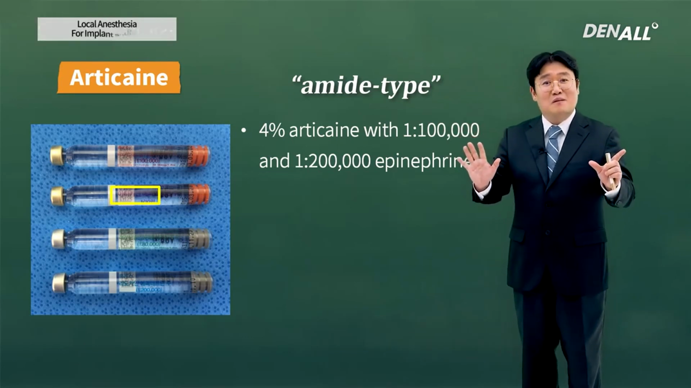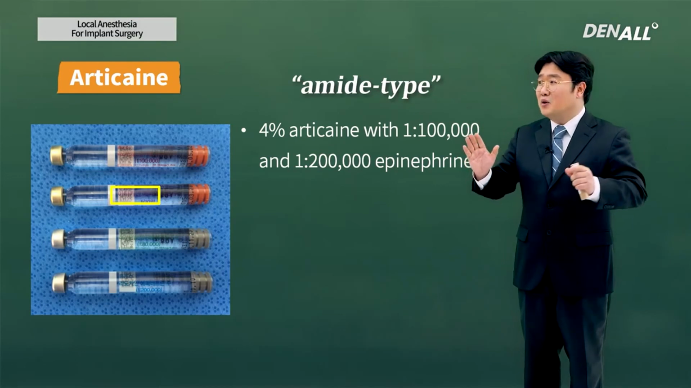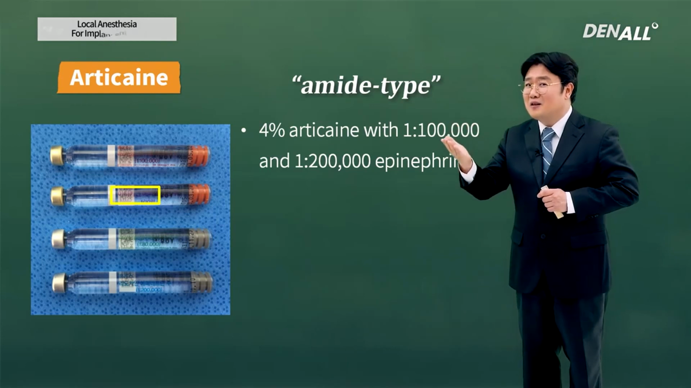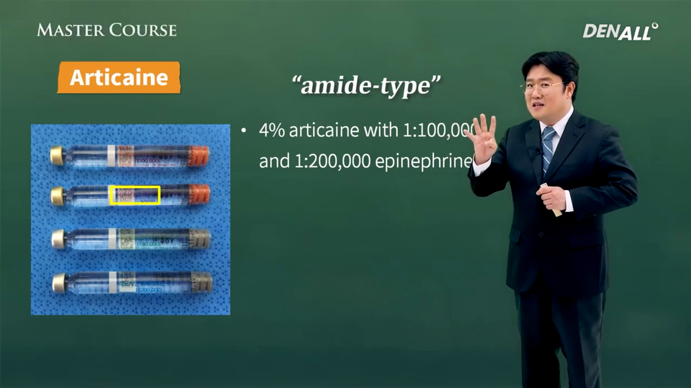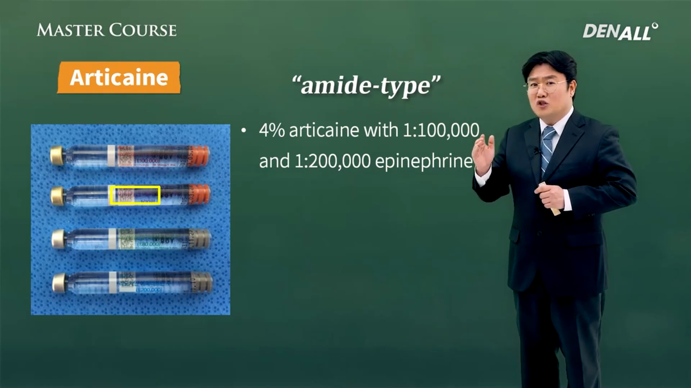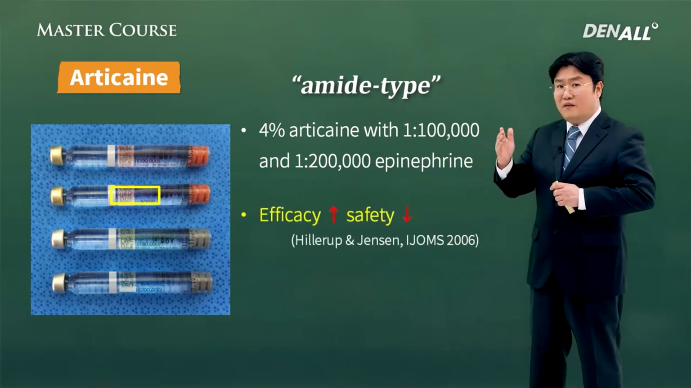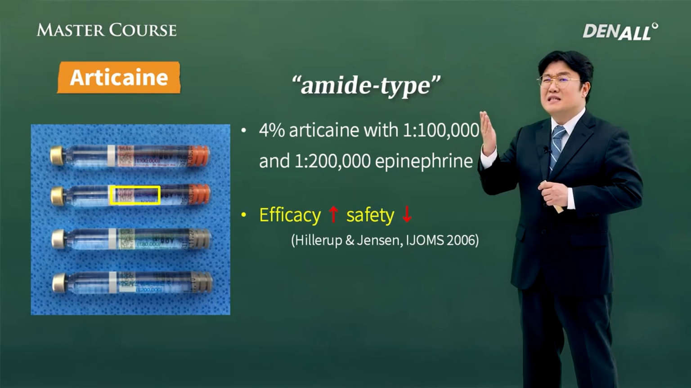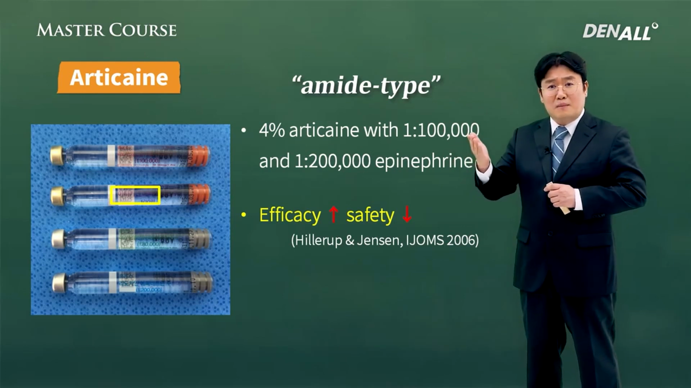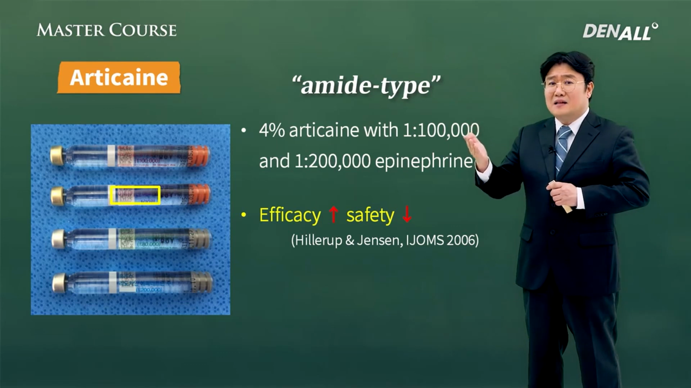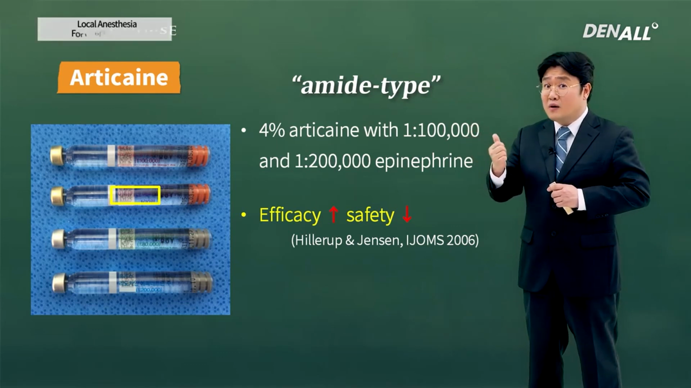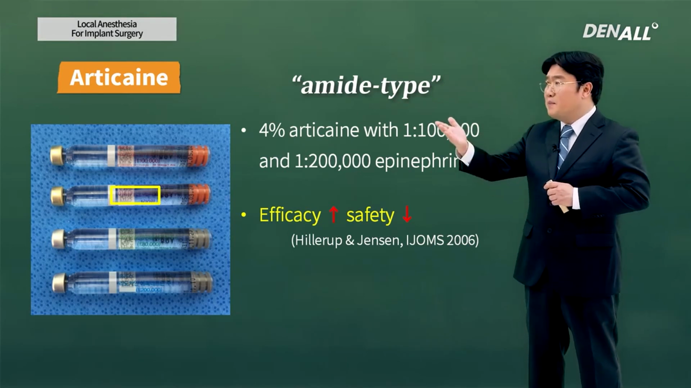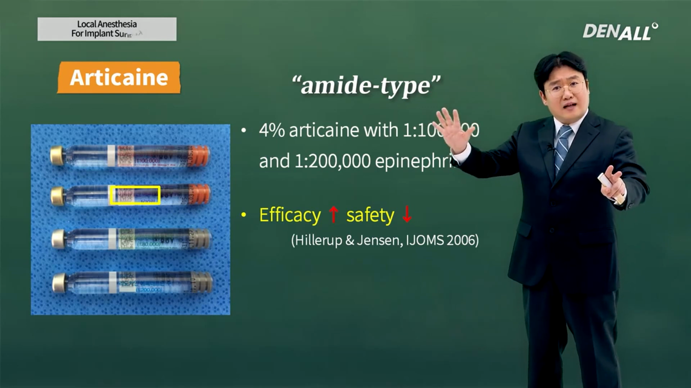I just want to say the metabolism mechanism is different, and articaine is used at a higher concentration. Lidocaine is used at 2% concentration, but articaine is used at 4% concentration. That is the problem. The efficacy of articaine is better, but neurotoxicity is increased. Not only from the papers but from my personal experience, when I use articaine, I have experienced many times that tongue paresthesia is the result.